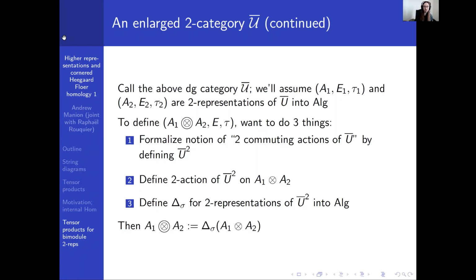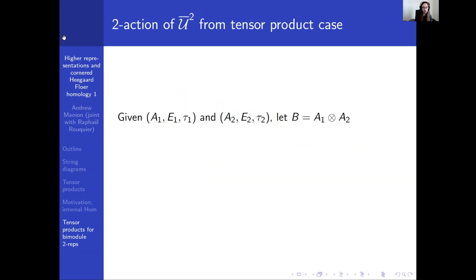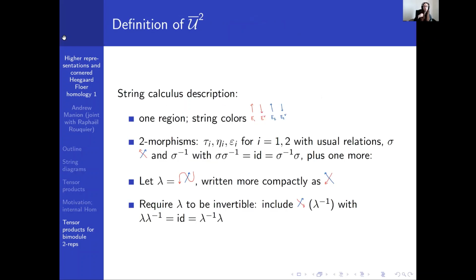Okay, but once we're able to do that, then I get my algebra level tensor product that I want, because then I can just take this in item 2, I have this 2 action of U bar squared on A1 tensor A2, and then item 3 gives me this delta sigma, and that's how I'm going to define this algebra level tensor product. Okay, so let me click through a little bit, so this is the U bar squared.